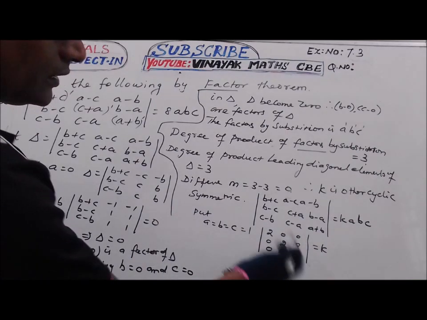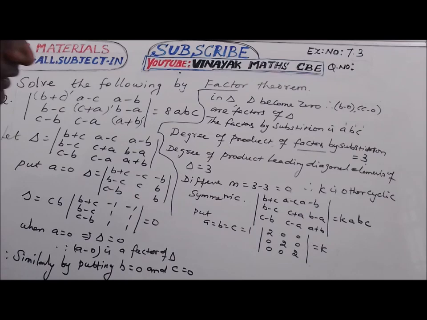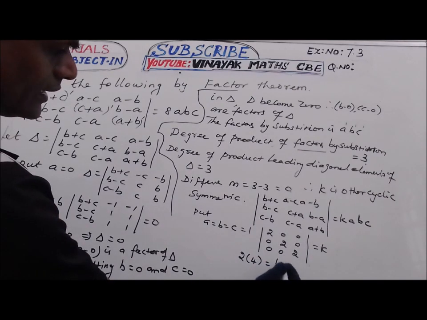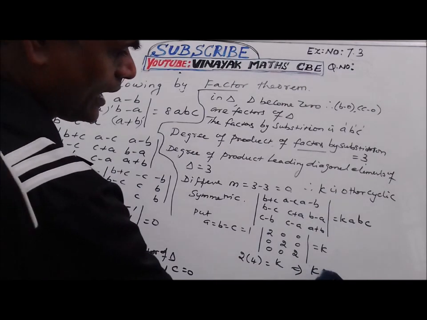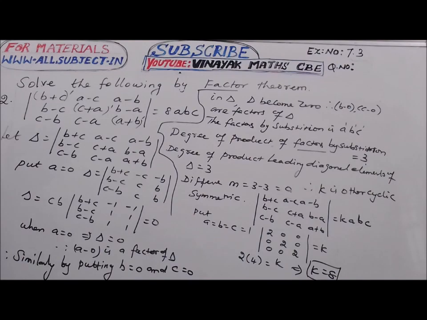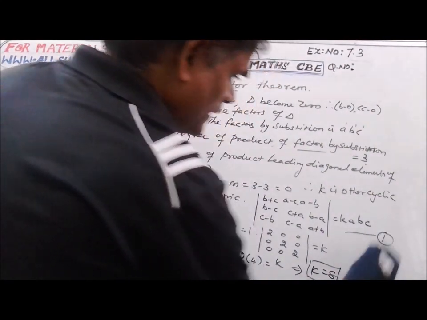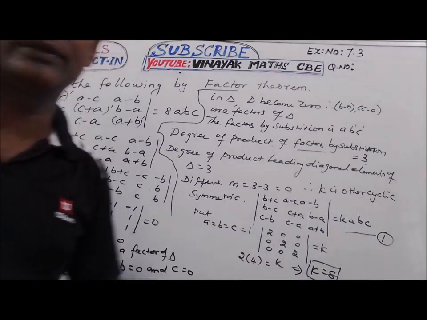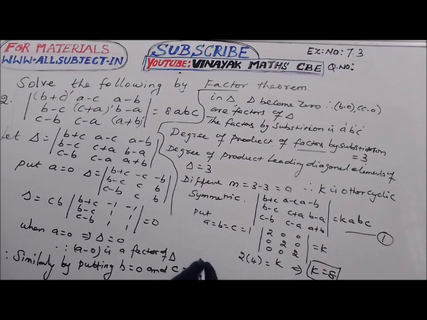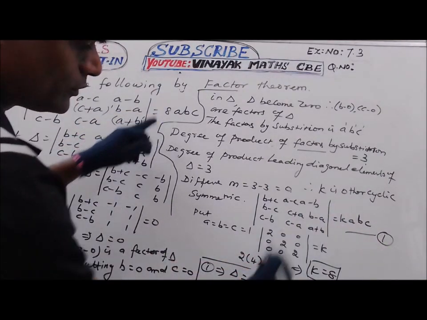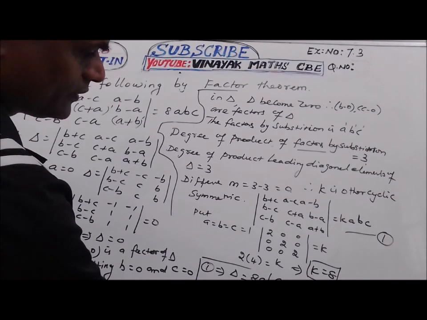In this case, the product of the diagonal elements is the determinant value. So its determinant is 2 into 4, that is equal to k, which implies k equal to 8. So now we have found the value of k. Substituting k equal to 8 in equation number 1, we will get delta equal to 8abc.